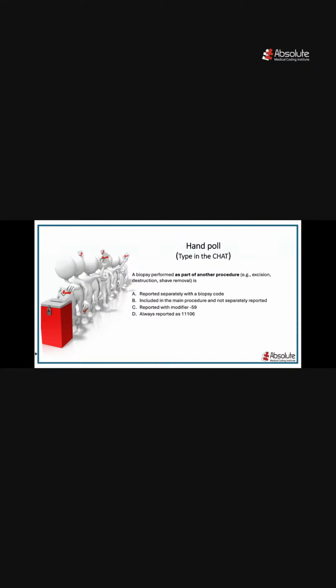Next question. A biopsy performed as a part of another procedure, it can be excision, destruction, shave removal, is option A, reported separately with a biopsy code. Option B, included in the main procedure and not reported separately. Option C, reported with a modifier 59. Option D, always reported as 11106. That's your excision procedure code. Okay, I'm not getting time to complete reading the answers. You all are so quick to place your answers in the chat. Okay, so follow the guidelines.